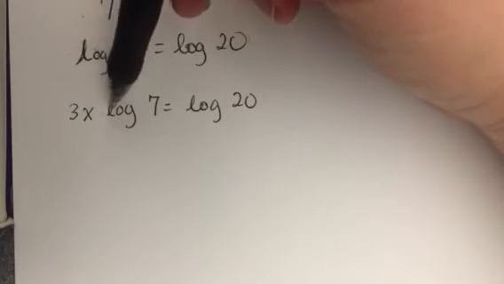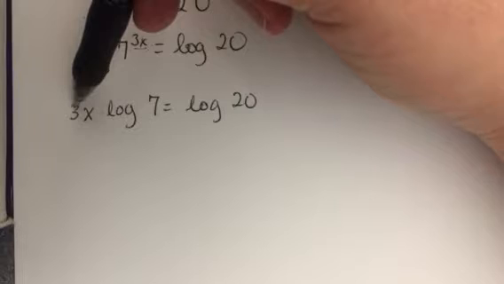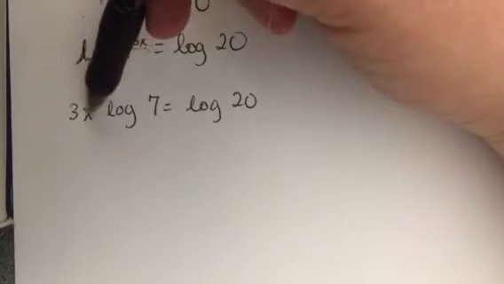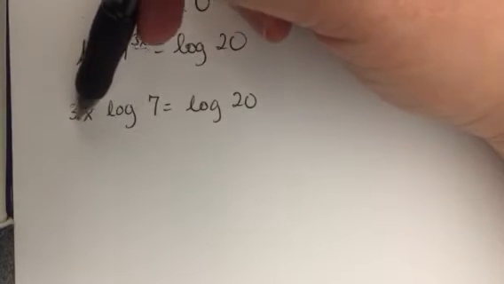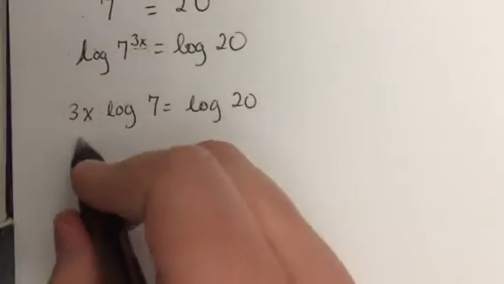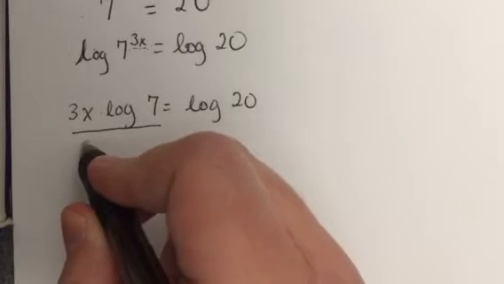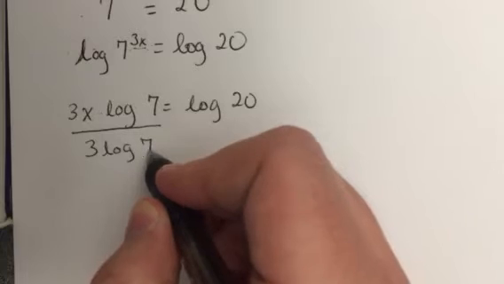Now, the log of 7 part has to stick together, and now that we have 3 in front of that, we're multiplying. So all of this goes together except for this part right here. This is 3 times x. So what's the opposite of multiplying? Dividing. So we're going to divide by everything except for the x, because we want to leave that alone. So we're going to divide by 3 log of 7.